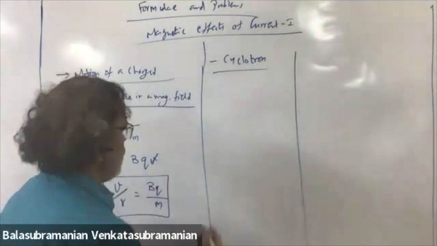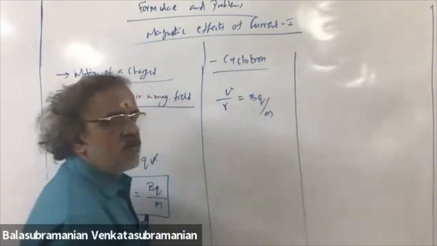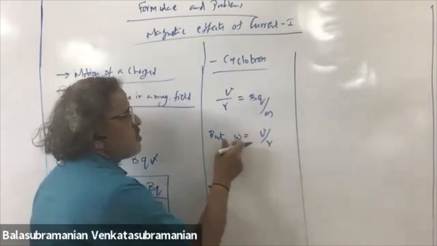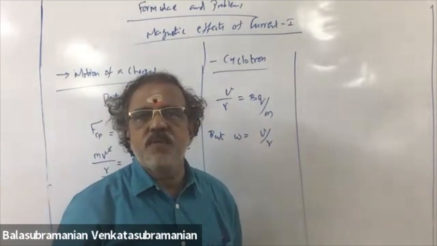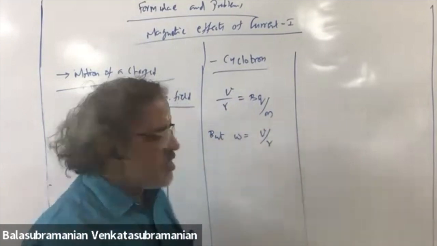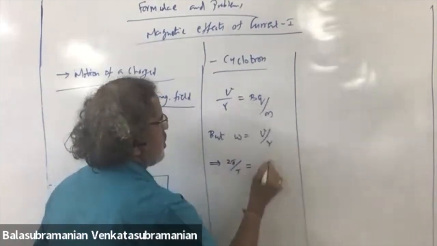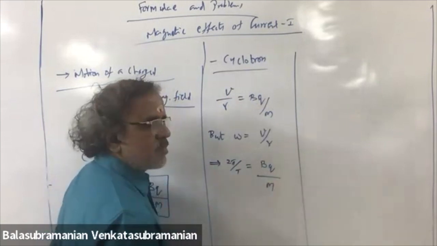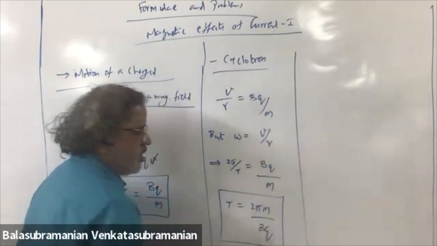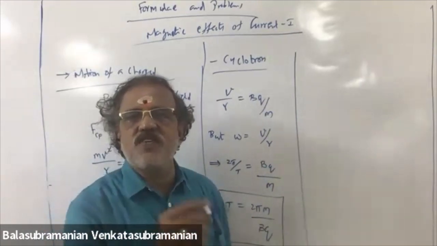The same concept here, V by r is equal to Bq by m. You know very well, omega is equal to V by r, V is equal to r omega, the relation connecting linear velocity and angular velocity. So I can write 2 pi by T is equal to V by r, that is Bq by m. T is equal to 2 pi m by Bq. Time period of revolution of the charged particle when it is moving in the D's of a cyclotron.